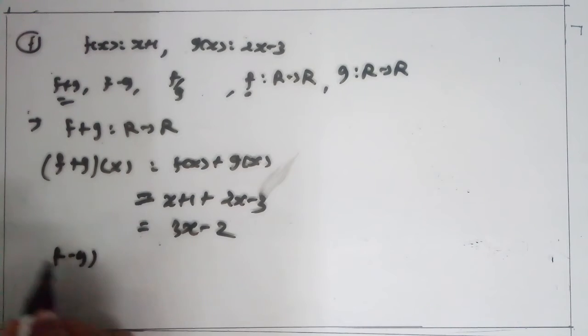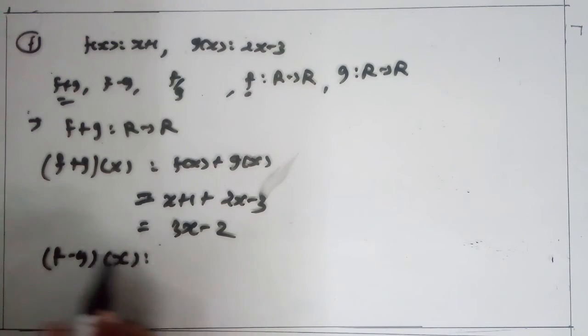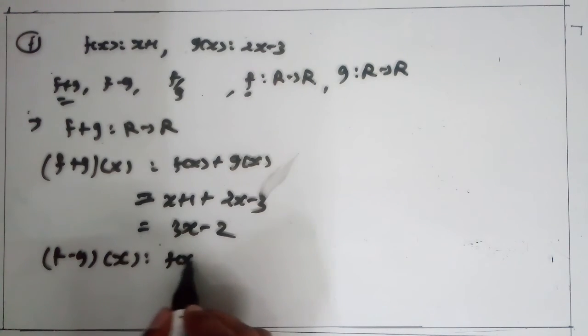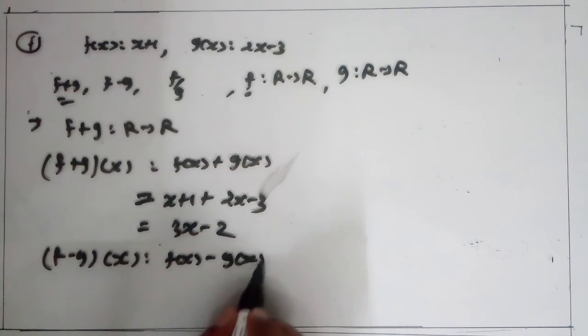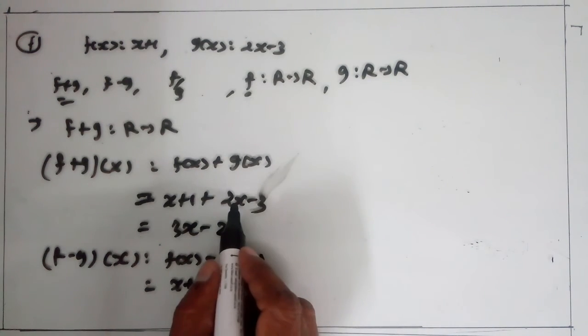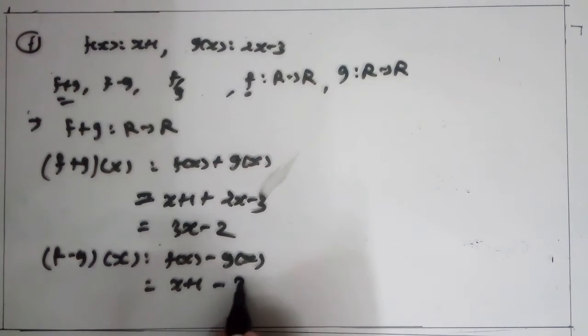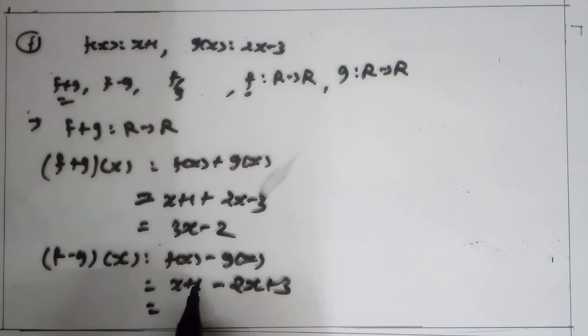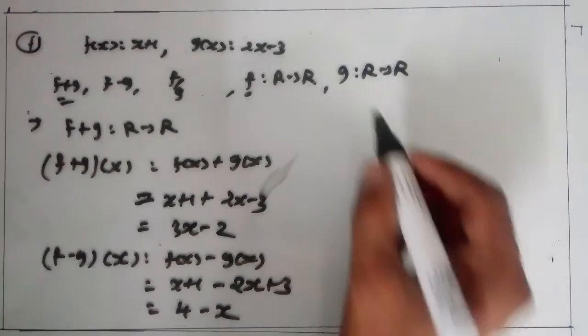Similarly, f minus g is also a function from R to R, and (f minus g)(x) is equal to f(x) minus g(x). Here f(x) is equal to x plus 1 minus g(x) is equal to 2x minus 3. Minus take inside, so minus 2x plus 3. So it is equal to 3 plus 1 becomes 4, minus 2x minus and x plus, so becomes x. So 4 minus x. So f minus g.